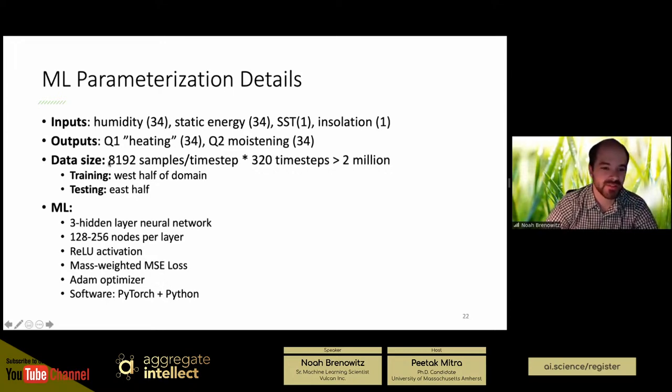The data size is about 2 million samples. The resolution is 128 in the horizontal direction and 64 in the vertical direction. So that turns out to be, per time step of that simulation, 8,000 samples. We have about 320 time steps. So that ends up being 2 million samples. So this is not a data poor problem. This is a very data rich problem when you're working with numerical model output. In particular, it's been challenging to push this much data through machine learning algorithms. They seem not really designed for this kind of scale.